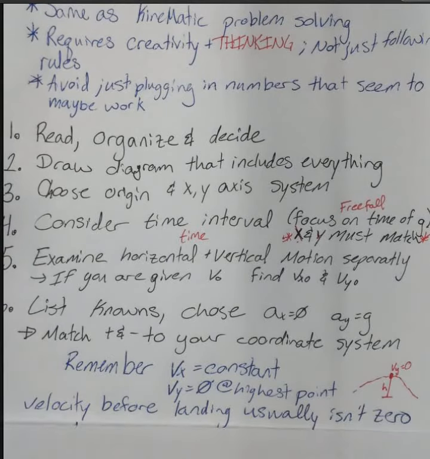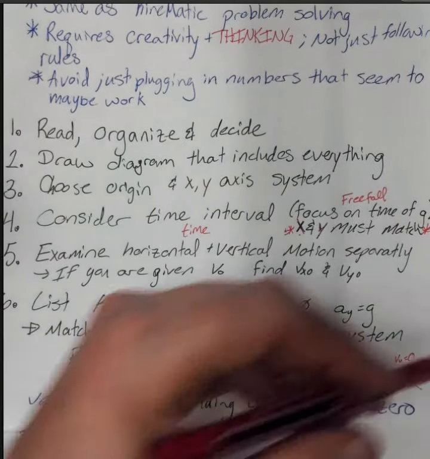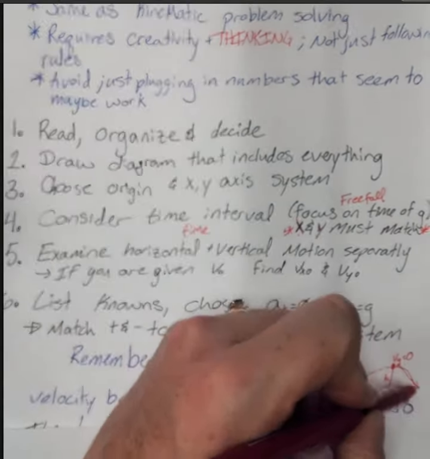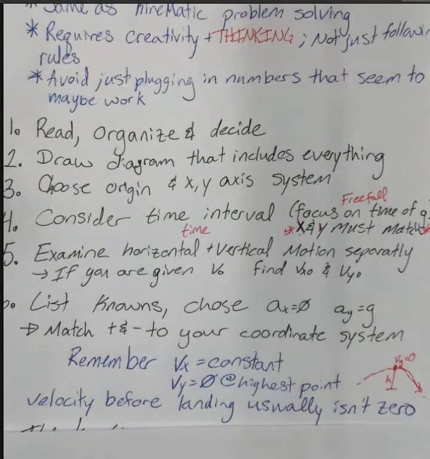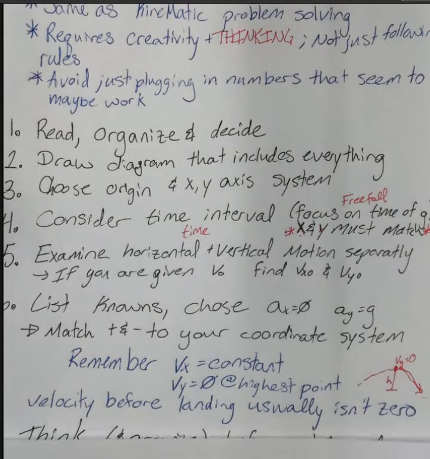And another thing to consider is the velocity before an object lands usually isn't 0, right? It's falling due to gravity, so that means it's getting faster and faster and faster as it reaches the ground, which means in all likelihood that the velocity that you're experiencing down at the bottom isn't going to be 0, so you probably shouldn't set it to 0.